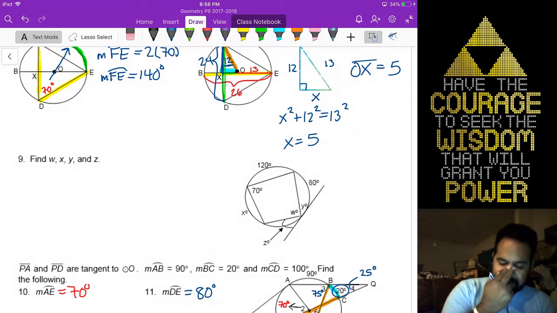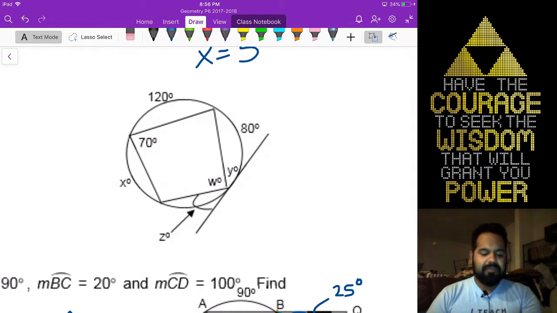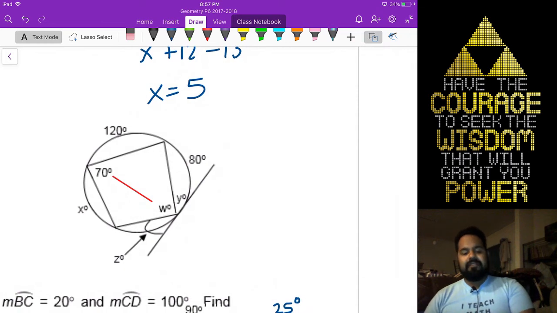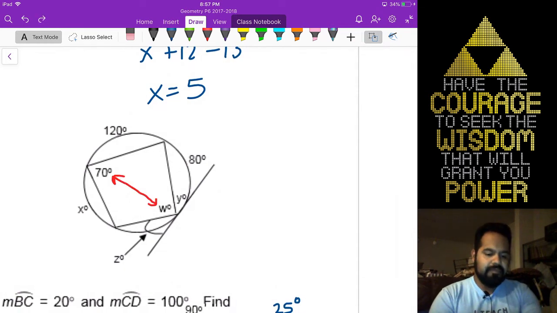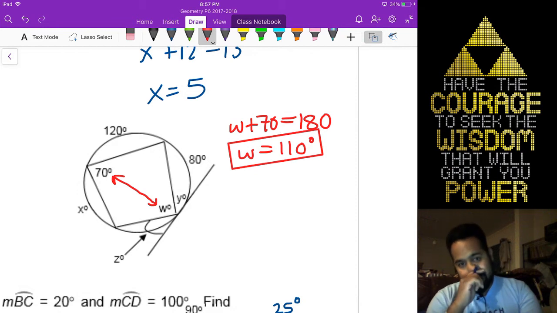Not at all. Okay. So number 9, we got to find all those angles. The easiest one we could probably find is W, because our beautiful corollary states that opposite angles inside of a quadrilateral are supplementary. So that means W plus 70 adds up to 180. So W is going to equal 110. Boom, done with that one.